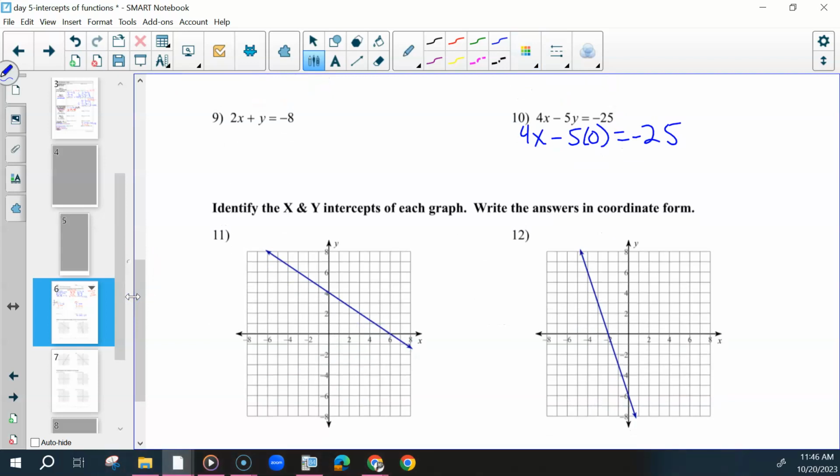So if we put 0 in, we're going to end up with a fraction. Sometimes your x and y intercepts will be decimals or fractions. It's okay.